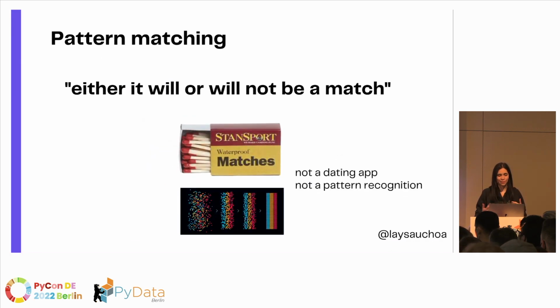So pattern matching in programming, you think more about whether it will or will not be a match. It's different from dating applications, because you could have a lot of matches there, and actually you end up without any match. And it's also different from pattern recognition, because in pattern recognition, when you have an image that you're trying to recognize and label, you would have some sort of threshold. For example, if 90% of this image matches a cat, it will be a cat, so to say. So it's a bit different. In pattern matching, we're really going to stick to the sense that it will or will not be a match.